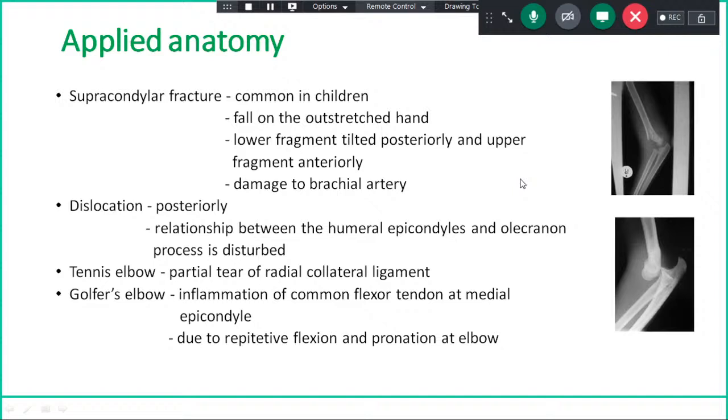It's not just tennis players; even cricketers can get it, or any other athletes who play with weights. And there is one other condition that is known as golfer's elbow, where there is inflammation of the common flexor tendon, and this is due to repetitive flexion and pronation at the elbow joint. So these conditions, we are just giving you an overview. Details you will be doing later on in the other semesters.